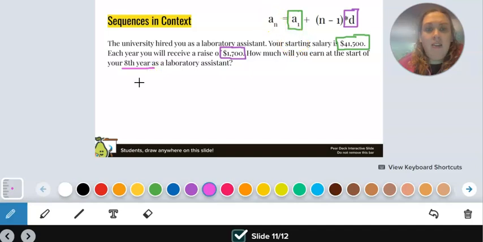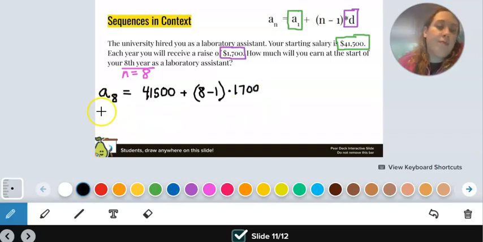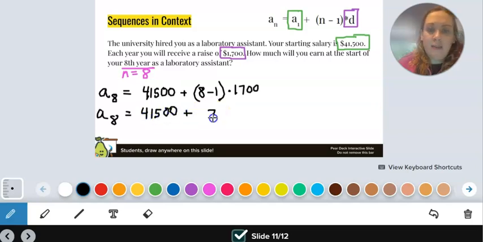So the 8th year is our N. We're trying to figure out how much money you will have by the 8th year. So, A sub 8 is 41,500 plus 8 minus 1 times 1,700. Well, we're going to do our subtraction first, of course. 8 minus 1 gets us 7.